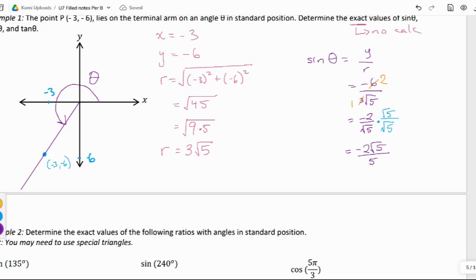Okay, let's find cos of theta. So cos is going to be x over r. So my x is -3. Once again, I must rationalize the denominator. Now the 3's cancel out. So I have -1 over root 5.